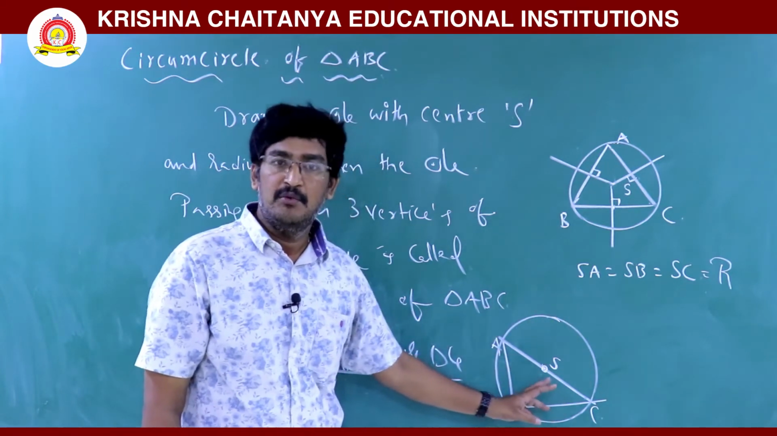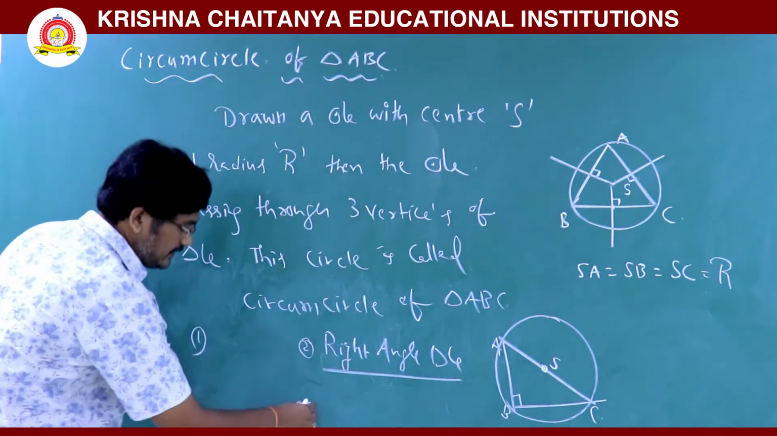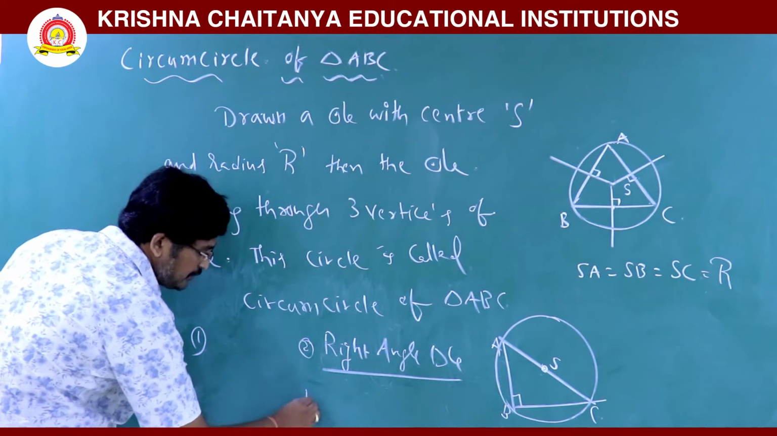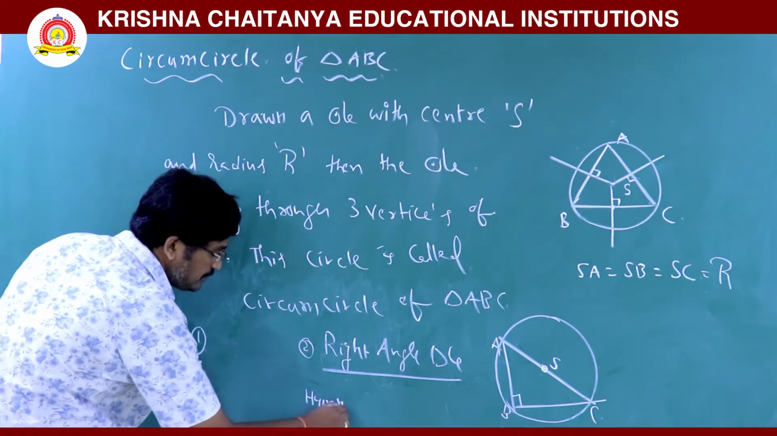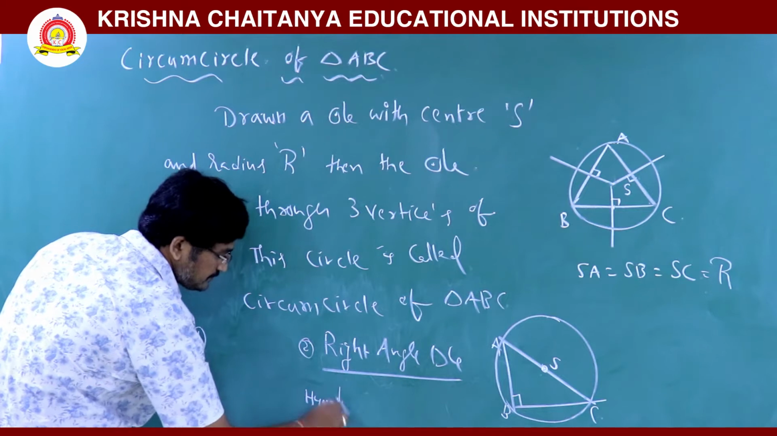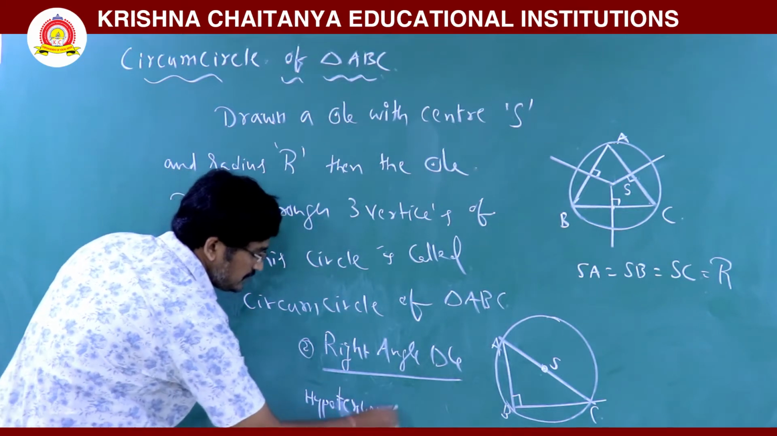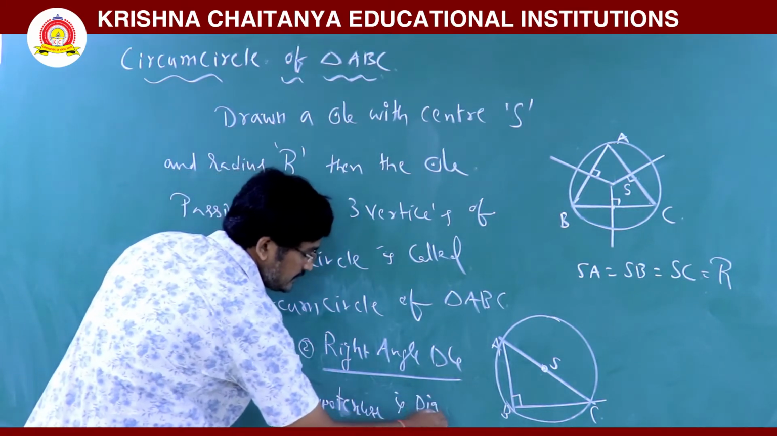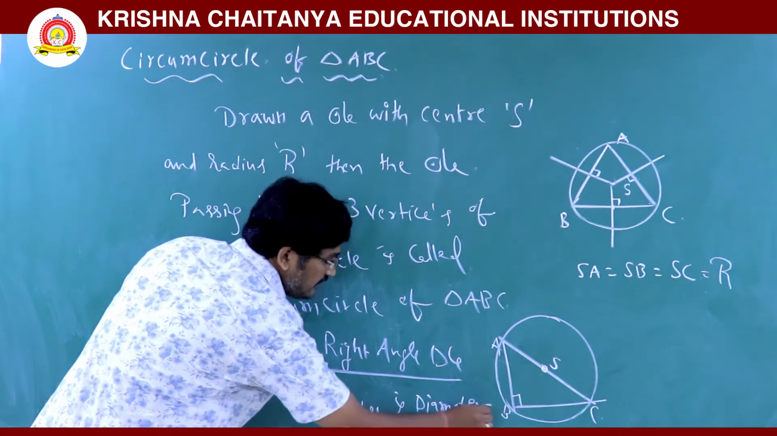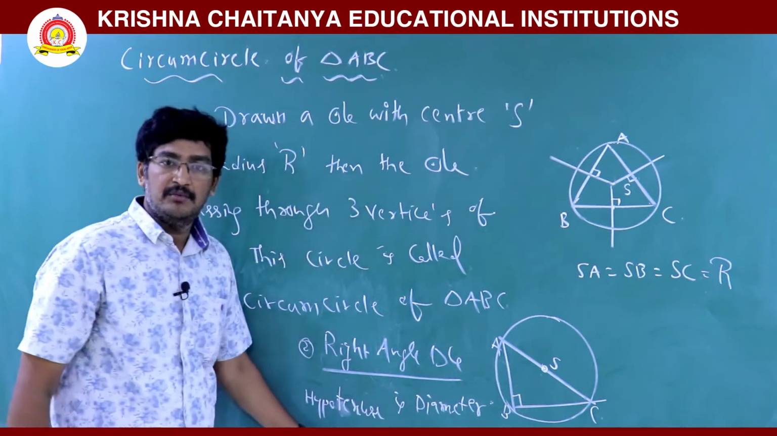You have to remember. So, in a right angle triangle, the hypotenuse is the diameter of the circumcircle. Just remember this.